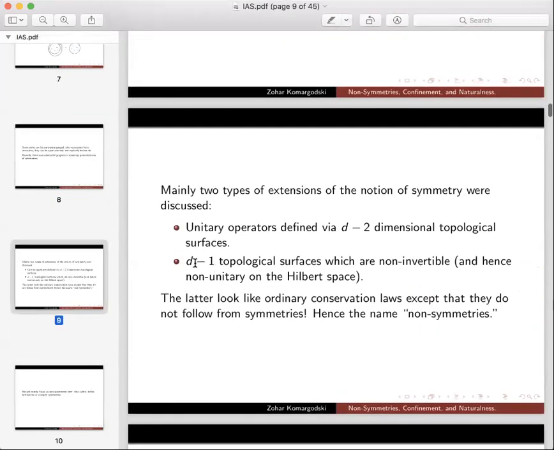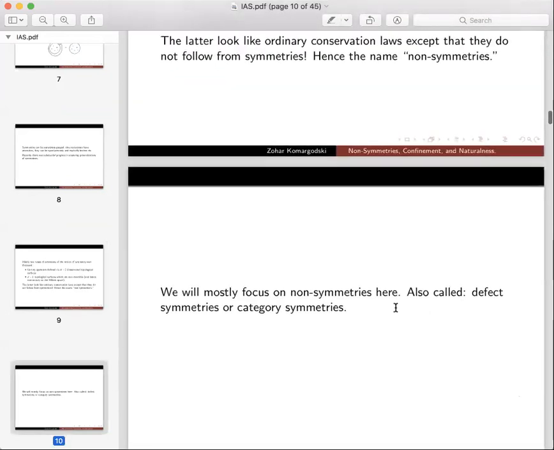Okay, so the idea is that there are some symmetries, or, well, I'll use the name non-symmetries because they're not associated to ordinary symmetries and they cannot be derived from Noether's procedure, since they're non-invertible or realized non-unitarily on the Hilbert space. I'll sometimes use the name non-symmetry. In the condensed matter community, these things are called defect symmetries. And in the mathematics community, they're called category symmetries. These names appear in the literature interchangeably. They more or less talk about the same things, which are symmetries that are not realized unitarily on the Hilbert space.